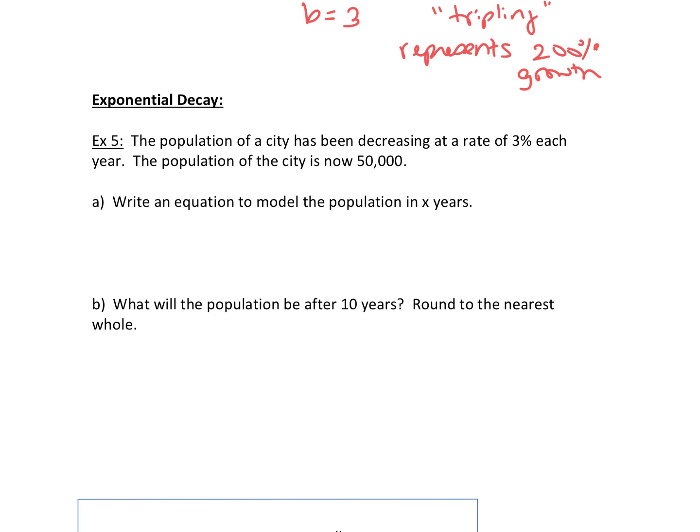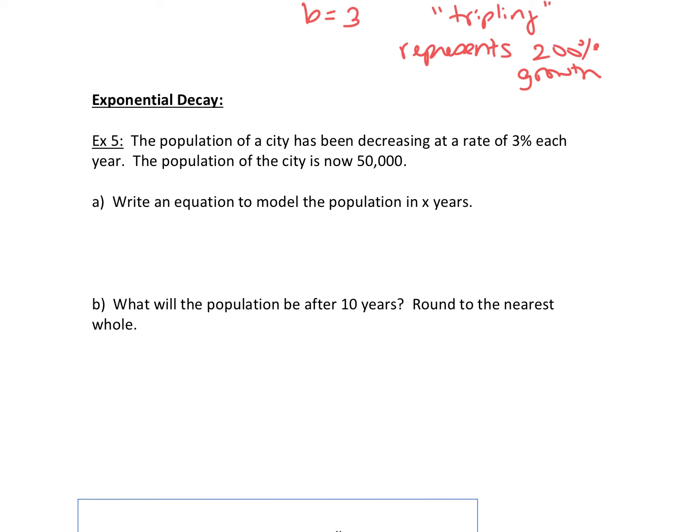Okay, exponential decay. So there are rare situations with population where it decays. So usually population grows, but if there's some sort of natural disaster in an area or economic disaster, people will leave and the population might decrease exponentially. So those are some examples with population.